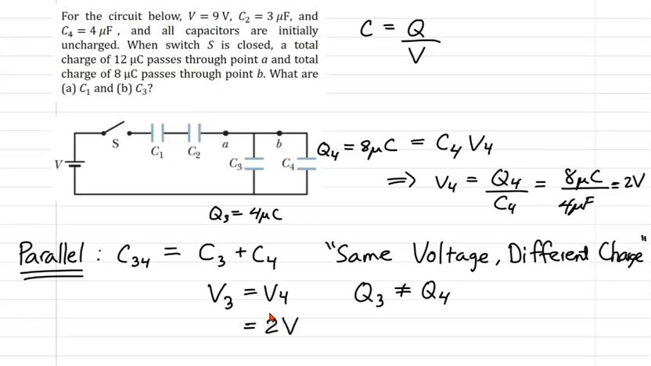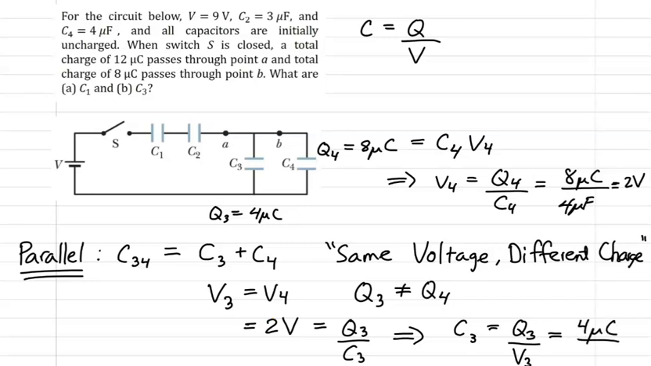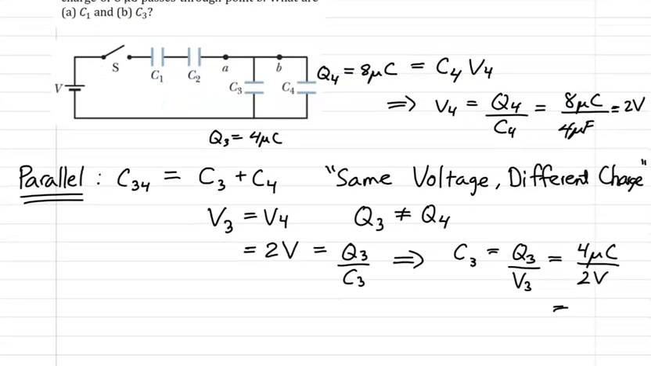Using the capacitor equation for C3, V3 equals Q3 over C3. Remember, we're trying to find C3, so we can solve for C3, and that'll be Q3 over V3, which is 4 microcoulombs over 2 volts. And you'll get 2 microfarads. So that'll be the answer for part B.